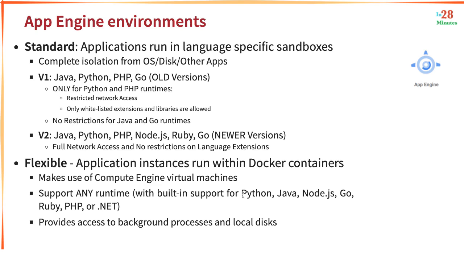App Engine Flexible is where you would actually run your applications within Docker containers. You have a lot of flexibility when you're using App Engine Flexible because it supports any runtime. It has built-in support for a certain set of languages. However, if you are able to build a container image, you'll be able to run it using App Engine Flexible. And because your App Engine Flexible applications are deployed to Compute Engine virtual machines, you get access to the background processes and local disks that are attached with your virtual machines.